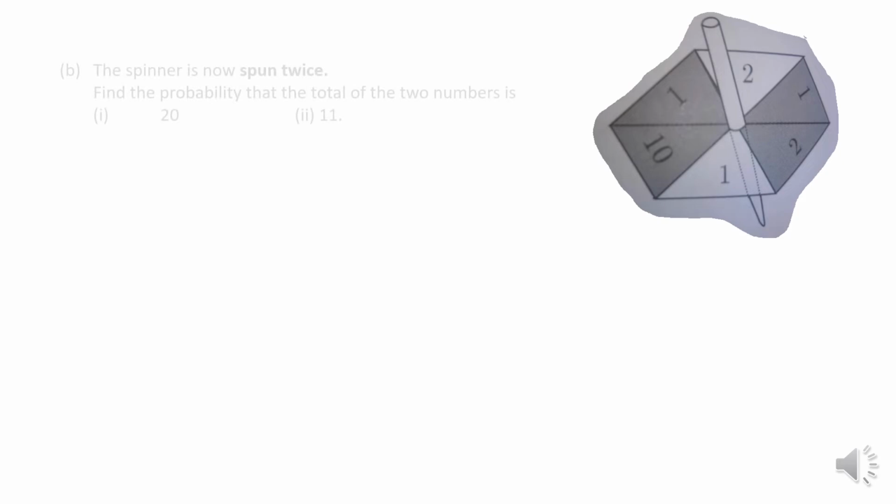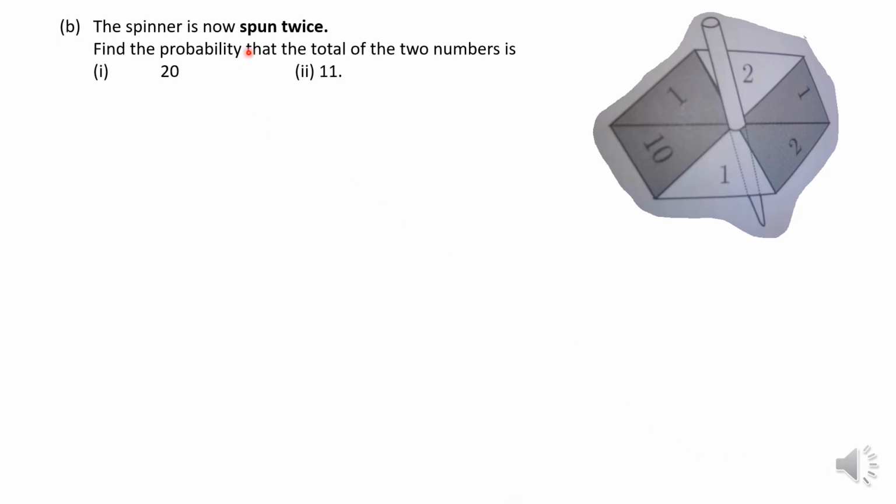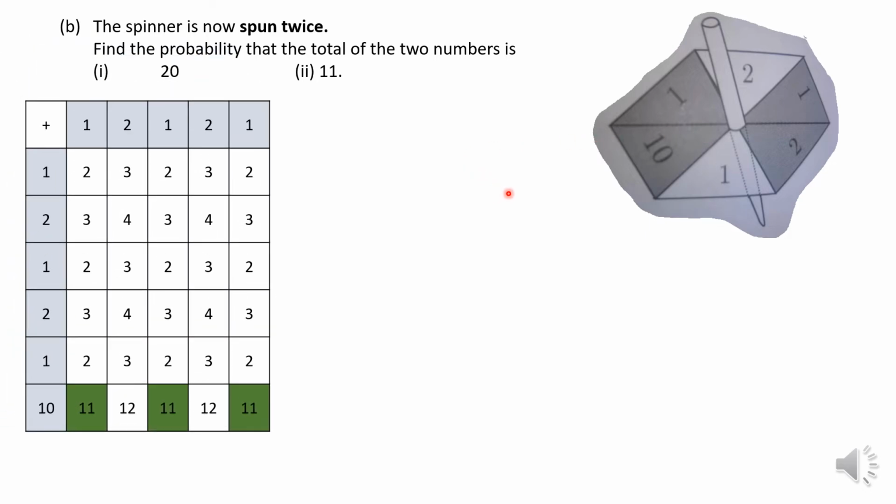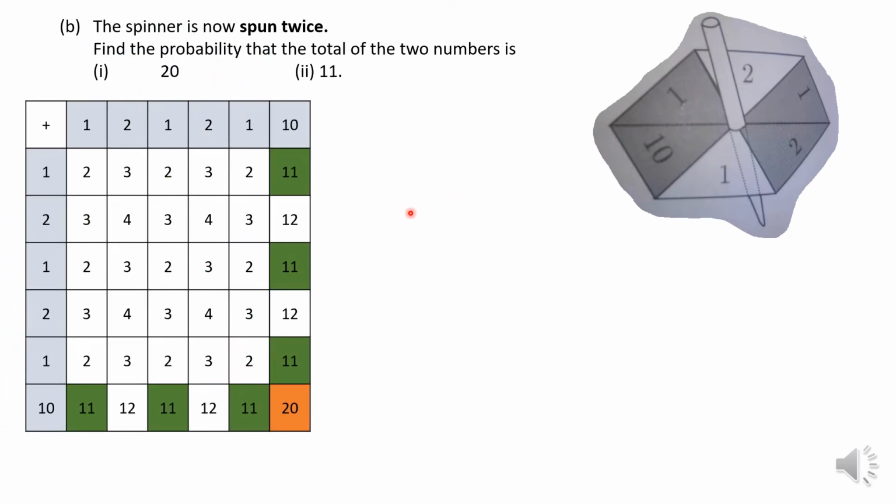The question continues. It says the spinner is now spun twice. Now you're supposed to come up again with a possibility table. Well, so my possibility table is here, and what I did here is I've added all the values with each other. So 2 plus 1, for example, gives you 3. 10 plus 1, for example, gives you 11, or 10 plus 10 gives you 20.